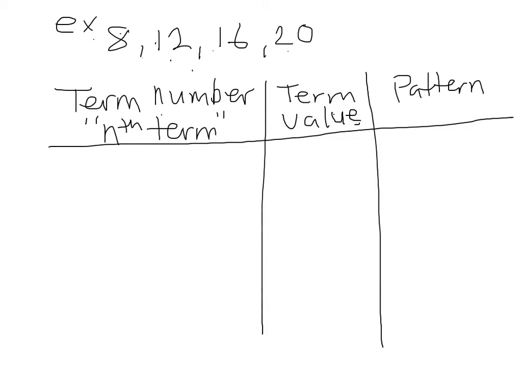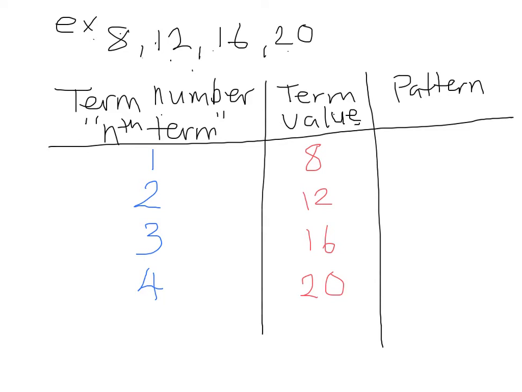So the first thing I would do is go ahead and take my term values and put them into my chart here. And so my term values are 8, 12, 16, and 20. And then I'm going to put in my term number. So the 8 is the first term number, 12 is my second term number, 16 is my third term number, and 20 is my fourth term number.